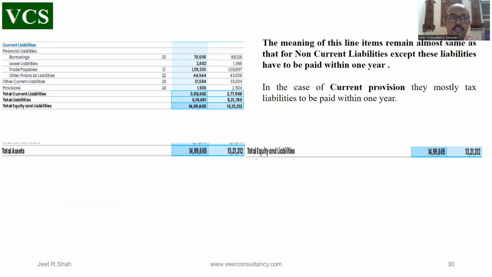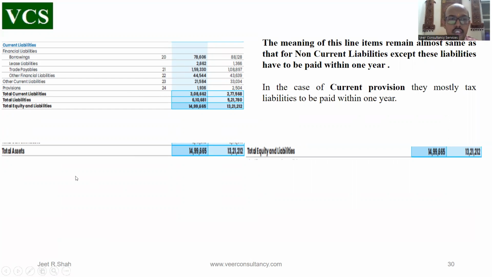Then the next is the rest all items, the meaning remains the same as that for the non-current liabilities, except that these liabilities have to be paid within 1 year. मतलब you take borrowings, या lease liabilities, all those liabilities same as we had done in the non-current liabilities. The only thing is that वहाँ पे they were to be paid after 1 year, यहाँ पे they have to be paid within 1 year. In the case of provisions over here, when you say current provisions, तो यहाँ पे mostly they are provisions made for tax, income tax भरना है, GST भरना है, they are those provisions.